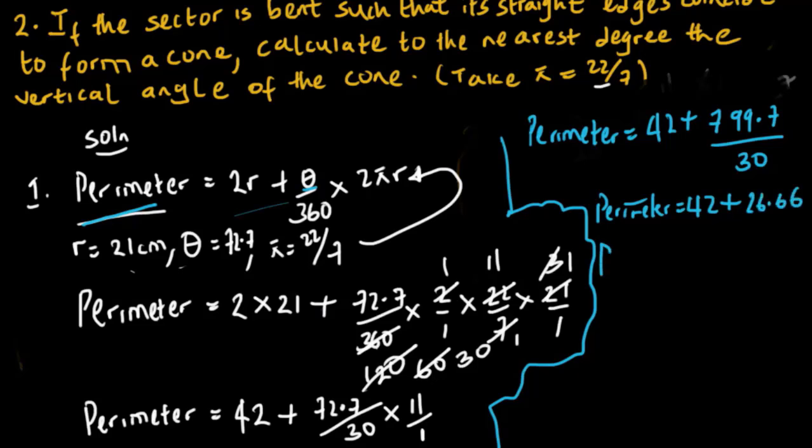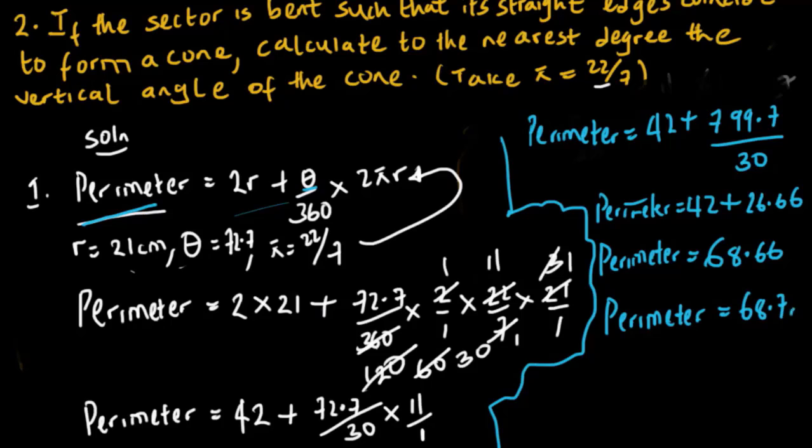26.66. So it means perimeter equals 42 plus 26.66, which should give us 68.66. But remember, we are told to take our answer to 1 decimal place. So it means perimeter equals 68.7 centimeters. Now this is our answer. Do you understand? So just go step by step and you should get the answer.